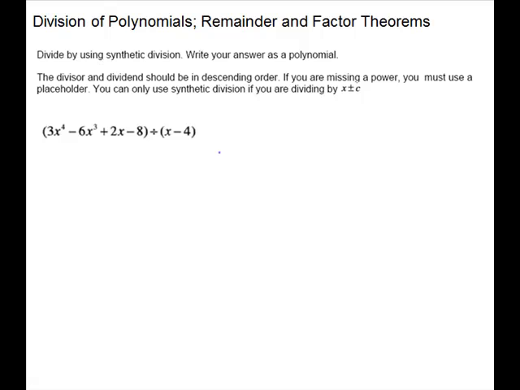So we have another problem for synthetic division. It's just written in horizontal form. We want the opposite sign, so we actually just want 4 here for our divisor.